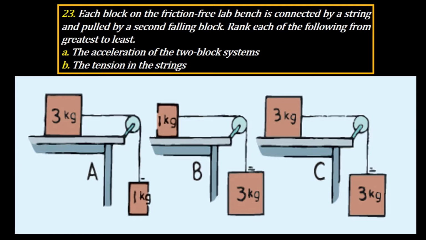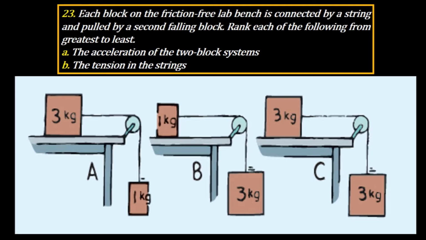Okay, each block on a friction-free lab bench is connected by string and pulled by a second falling block. Rank each of the following from greatest to least: A, the acceleration of the two block systems, and B, the tension in the strings. Okay, this is a little confusing. I'll go over this in class.